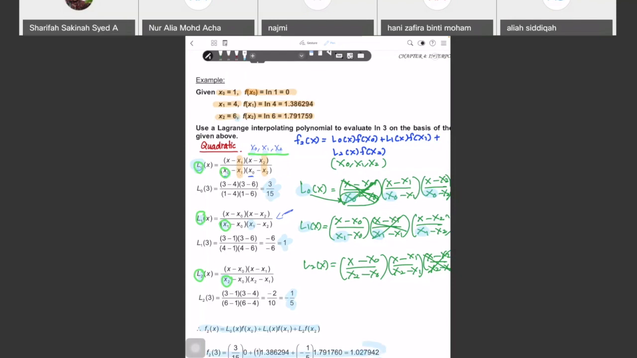So this is actually the final answer for Lagrange order 2 when x equals 3: 1.027942. So the answer is quite similar to the answer for the Newton method also. But the operation is totally different. That is the beauty of mathematics. We have different methods, but sometimes the answer is the same.